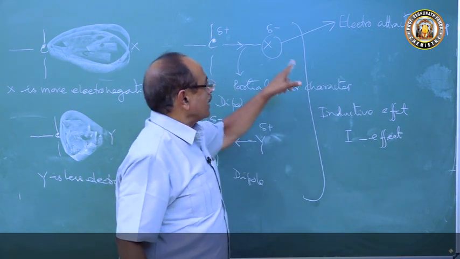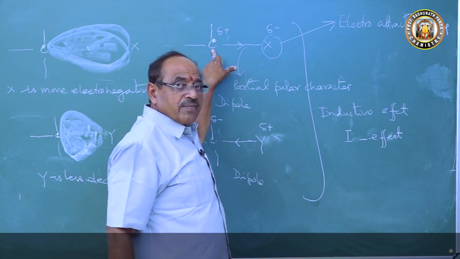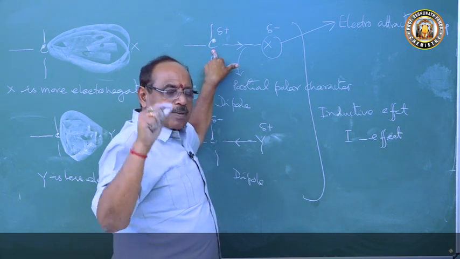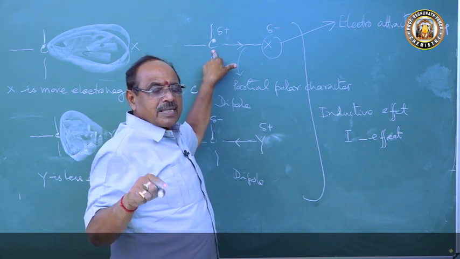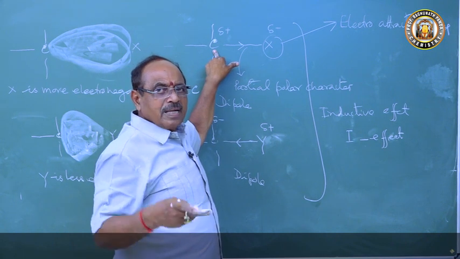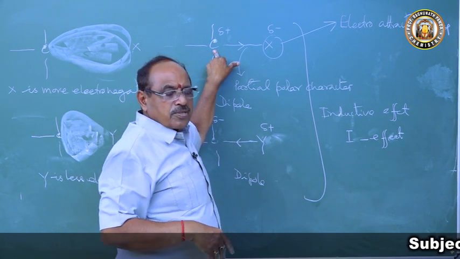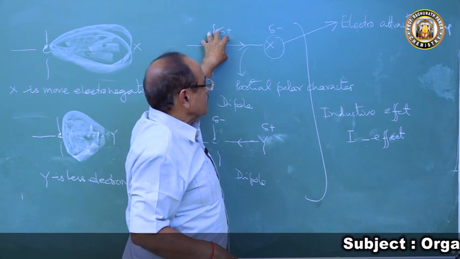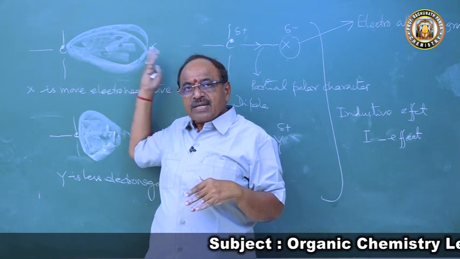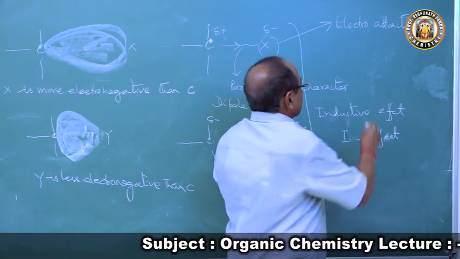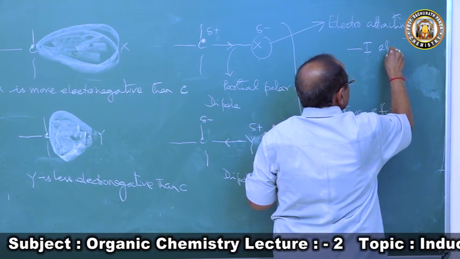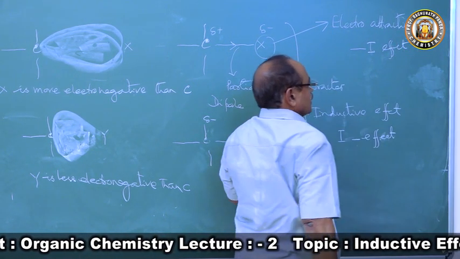So here what is happening? The electron cloud is going, who is the reference? The reference is the carbon, because all organic compounds are compounds of carbon and hydrogen, which means the carbon atom is bonded to different atoms. So the parent is the carbon, and they are bonded to different atoms. With reference to this, since the electron cloud is getting polarized away from carbon, this inductive effect is called as minus I effect.